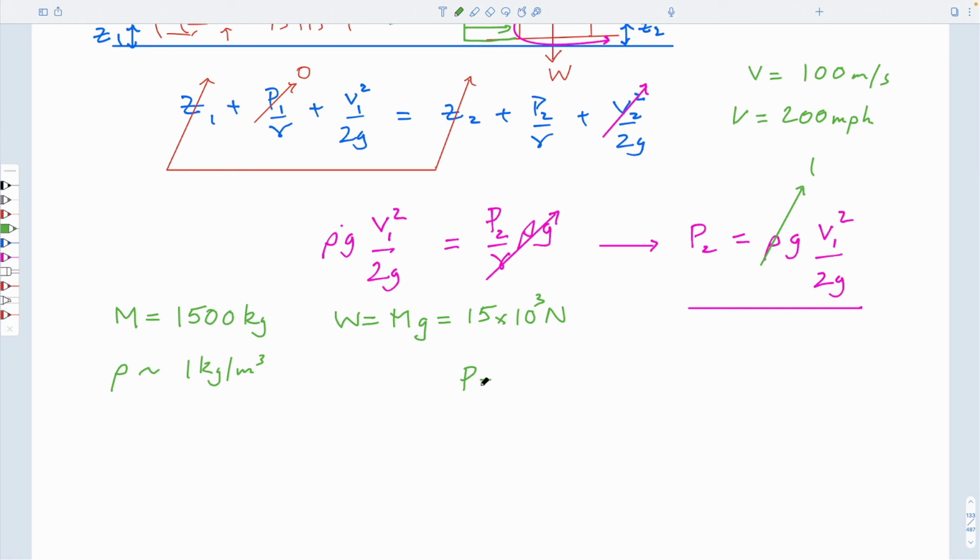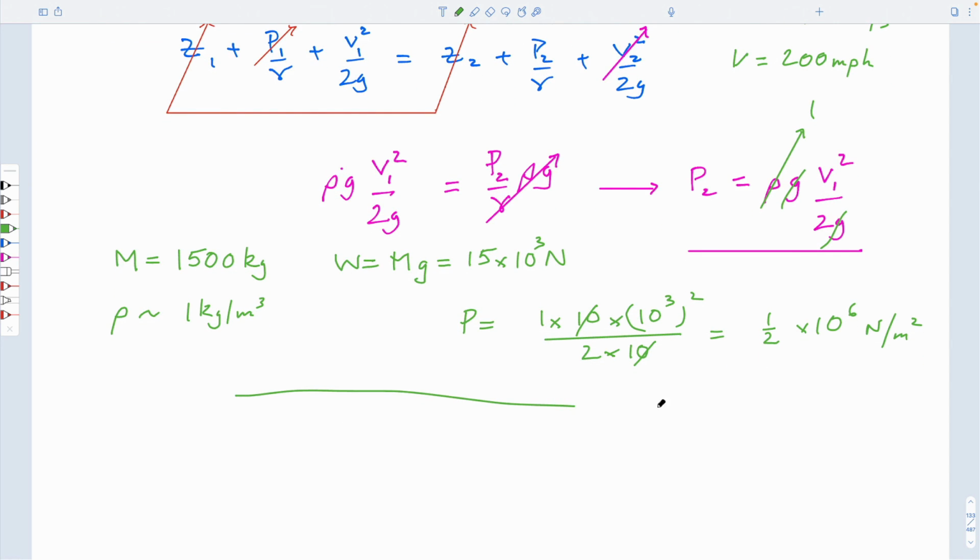And the pressure is going to be equal to 1 times 10 times 10 to the 3 squared over 2 times 10. I guess actually we can make our life easier by not even doing that, which should be equal to half times 10 to the 6. It's going to be in newtons per meter squared, even though I haven't pulled the units in there.